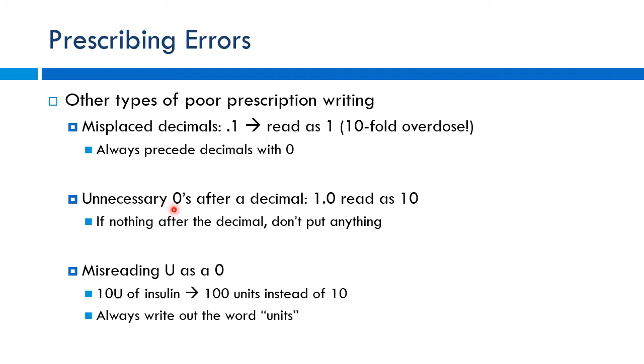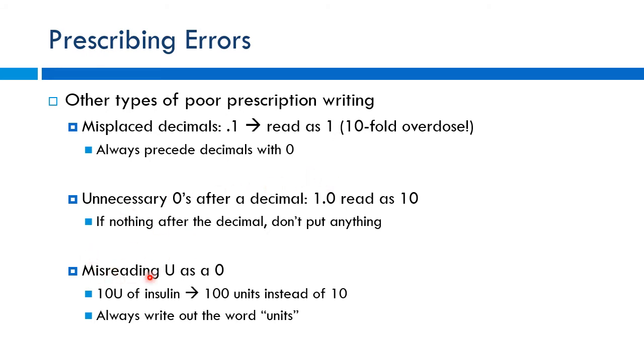And then having unnecessary zeros is also bad, right? So for instance, if I write 1, but I put a 1.0, that can be misread as 10. Again, it's another 10-fold overdose in those cases. You have to be very careful with your decimals. Do not have trailing zeros. You always typically want to have leading zeros if you have a decimal point there, right?